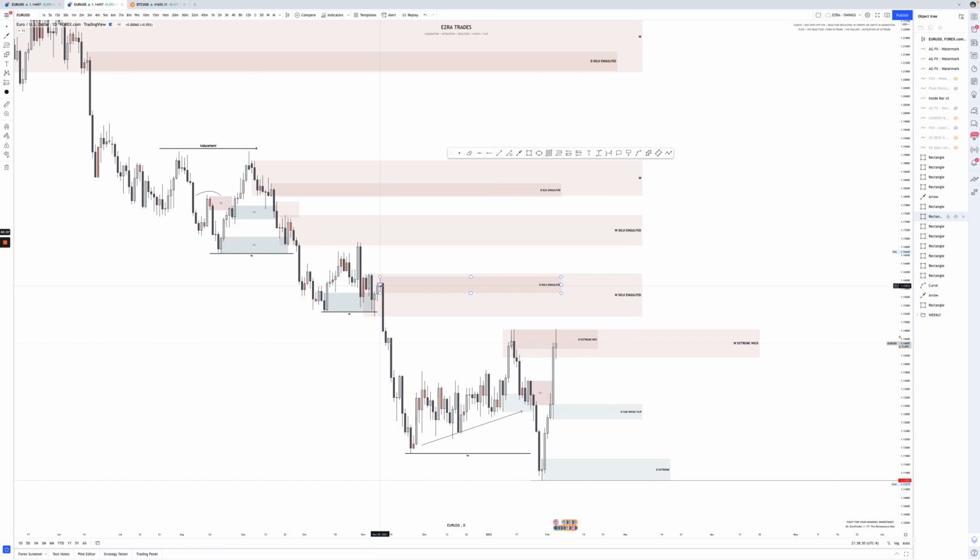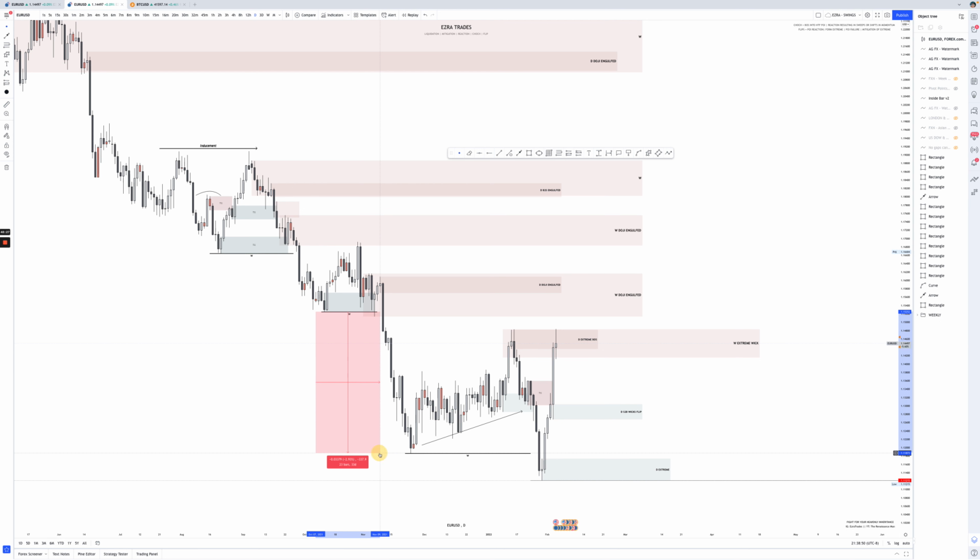And then what do we have? This low, this high, this is the extreme, and it breaks structure to the downside. This is a massive leg. This is several times over the entire size of this. So let's say this is what, 160 pips?